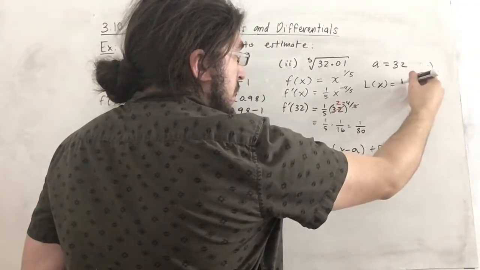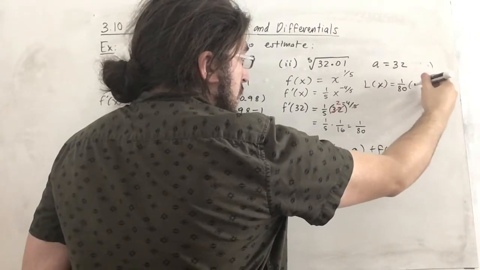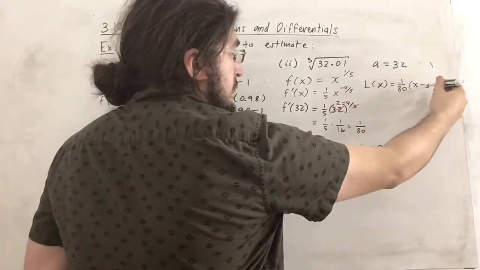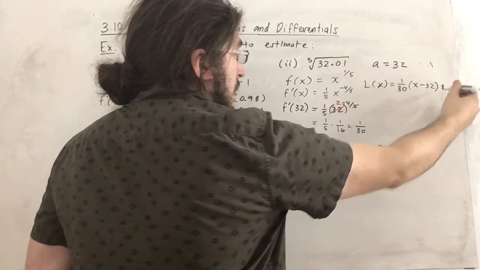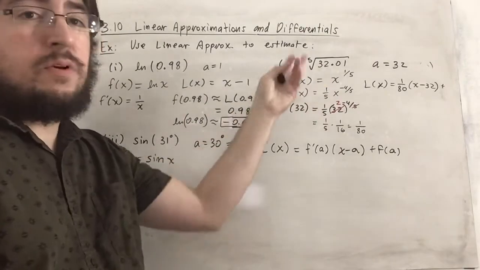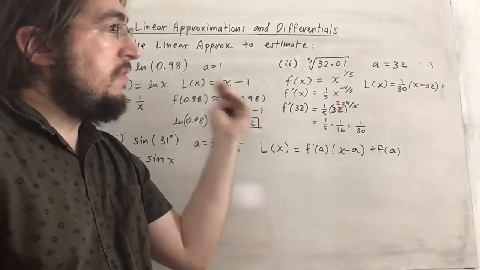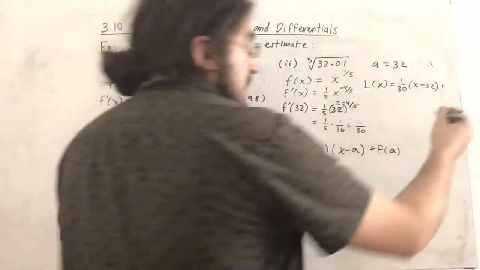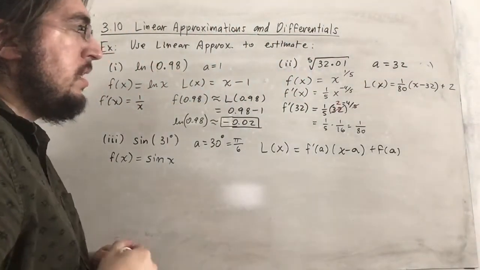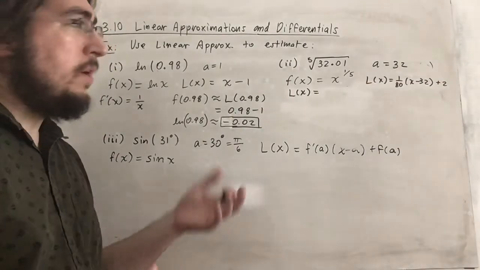So the slope here is going to be 1 over 80 times x minus 32, plus f of 32. F is the fifth root of x. The fifth root of 32 is 2, like we previously said. So now if we do some distribution, let me erase for space here. All right, so I made a little more space here.